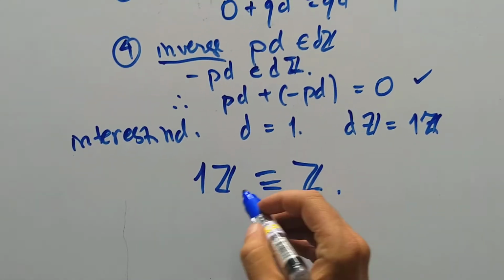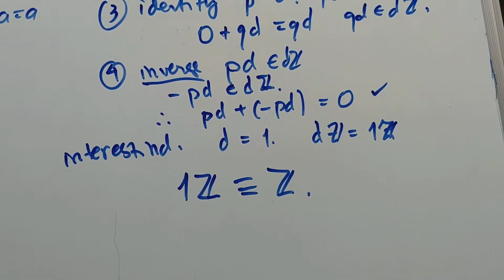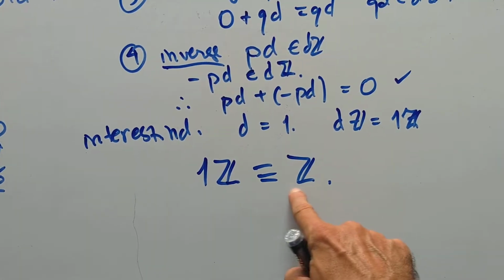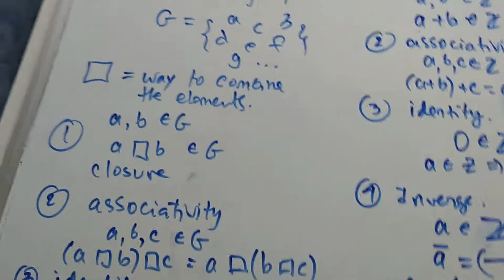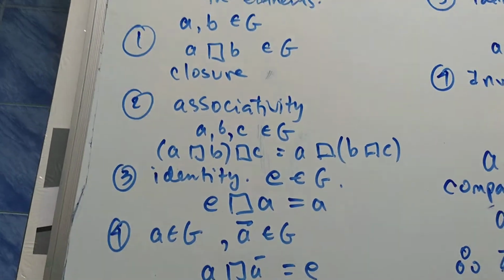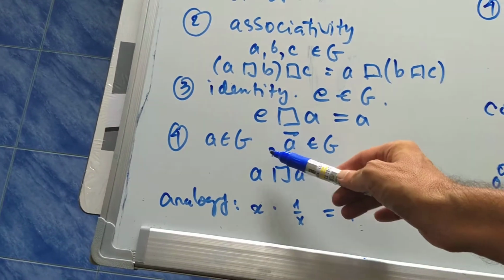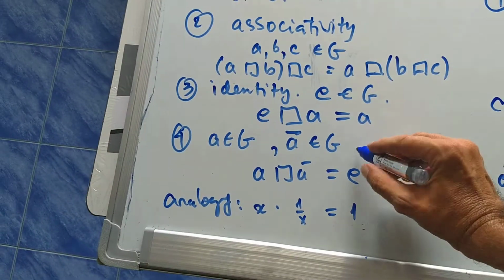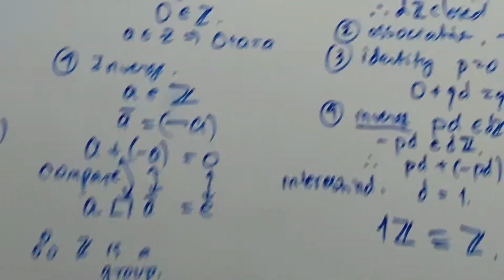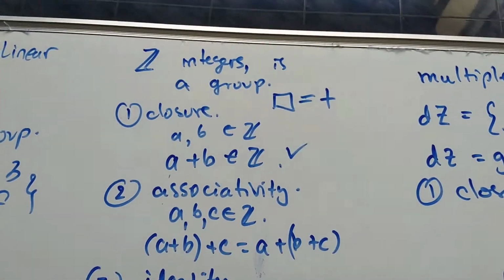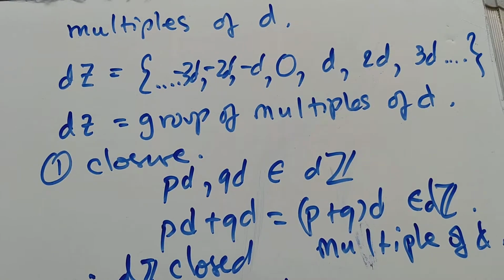That's just interesting to think about. We may use this idea later on when we're thinking about coprime numbers. Let's keep this in mind. It's a very interesting idea. All right, so that's it. A group has 4 properties: closure, associativity, identity, and inverses. And Z and multiples of Z are groups.